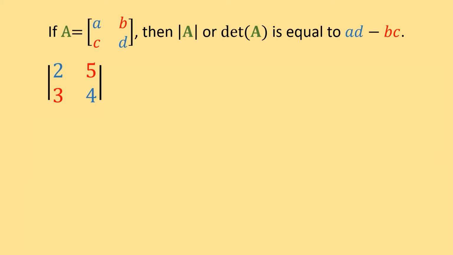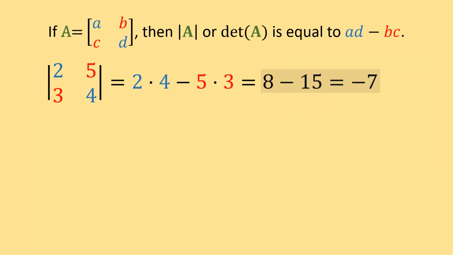Say I wanted to find the determinant of matrix 2, 5, 3, 4. Well, the 2 and the 4 are in the A and D positions, so I would multiply those two together. Then I subtract B times C. 5 and 3 are in the B and C positions, so I would subtract 5 times 3. 2 times 4 is 8, 5 times 3 is 15, and 8 minus 15 is negative 7. And so that's my determinant of this matrix.